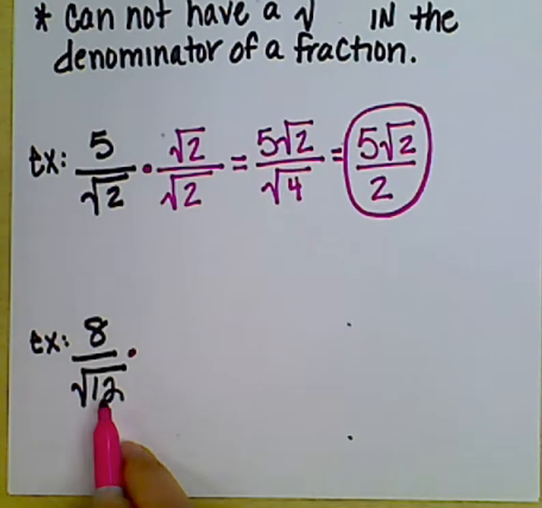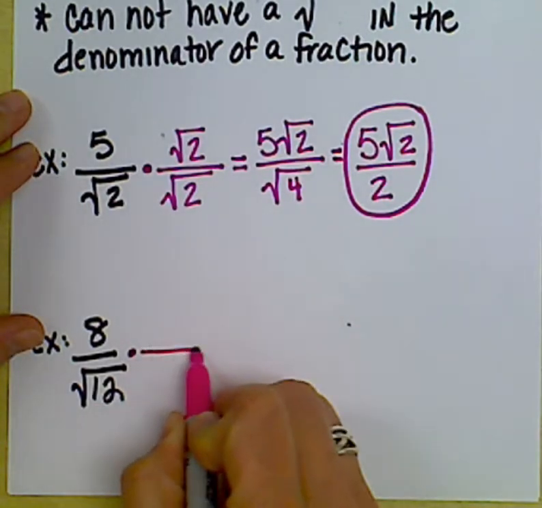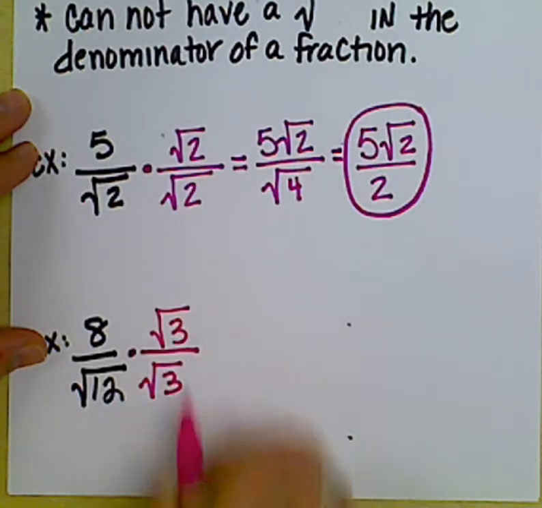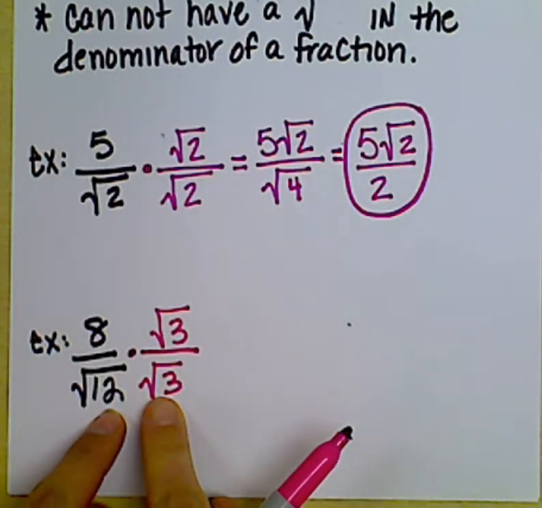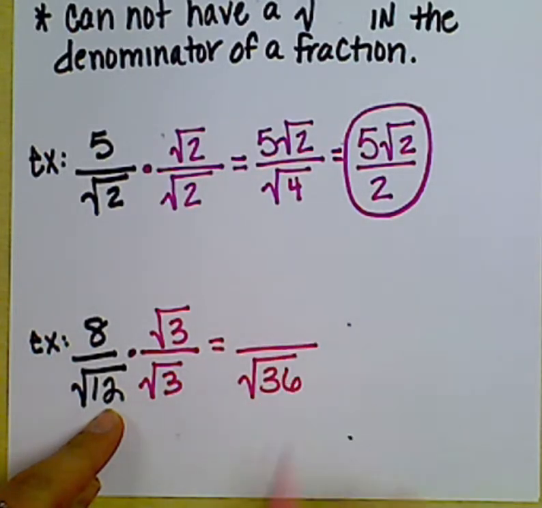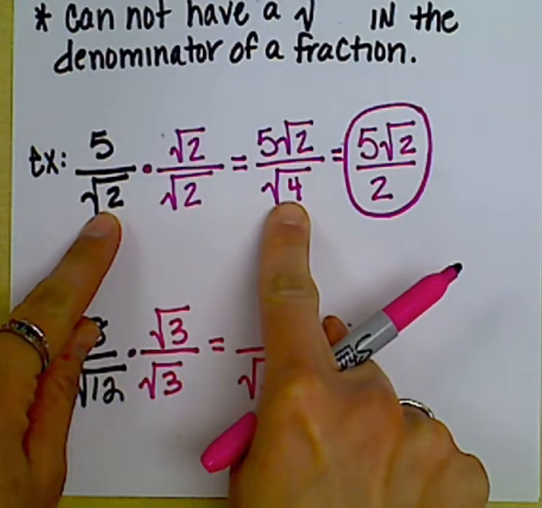So I go through my list. We don't want to multiply by a fraction, so we don't want to divide 12. We always want to multiply and make it bigger. So 12 times 2 gets me 24, but 12 times 3 gets me 36, and 36 is a perfect square. So I'm going to multiply top and bottom by the square root of 3. Notice these numbers don't match, but when I do multiply them together, I end up with the square root of 36. Just like here, when I multiplied them together, I got the square root of 4.